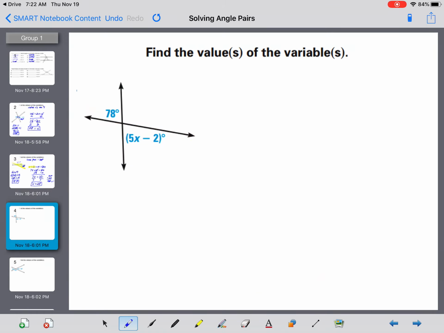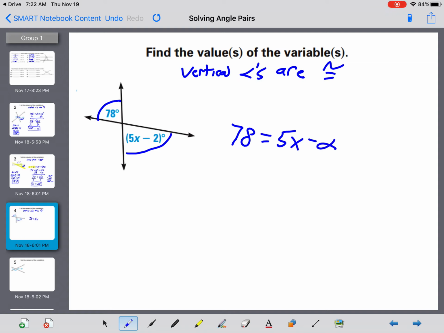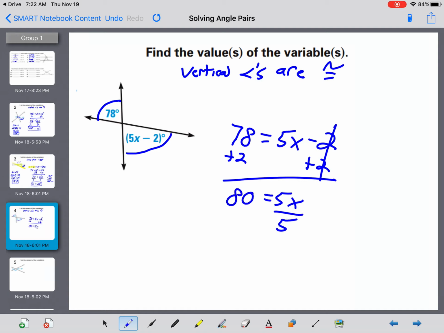All right, find the values of the variables. Again, we have one angle that's 78 degrees, another one that's 5x minus 2. These are vertical. And vertical angles are congruent. Set them equal to each other. 78 equals 5x minus 2. Add 2 on both sides. So 80 equals 5x. Divide both sides by 5, and 80 divided by 5 is 16.